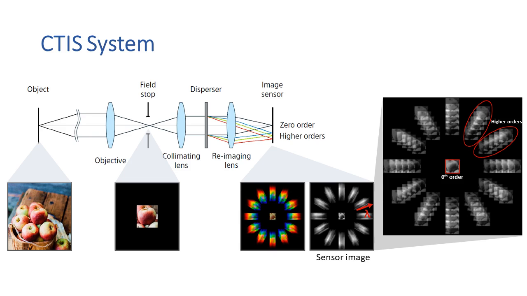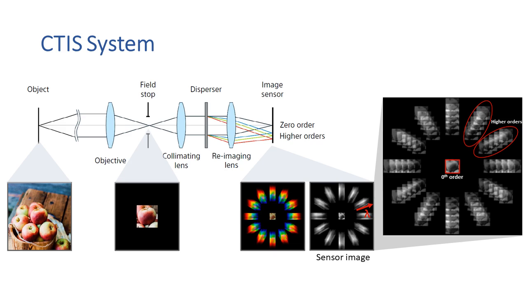To capture multiple spectral bands, we can either use scanning-based devices or snapshot spectrometers, such as CITES in our case. CITES stands for Computed Tomography Imaging Spectrometer, and it can capture a full 3D volume in a single shot.